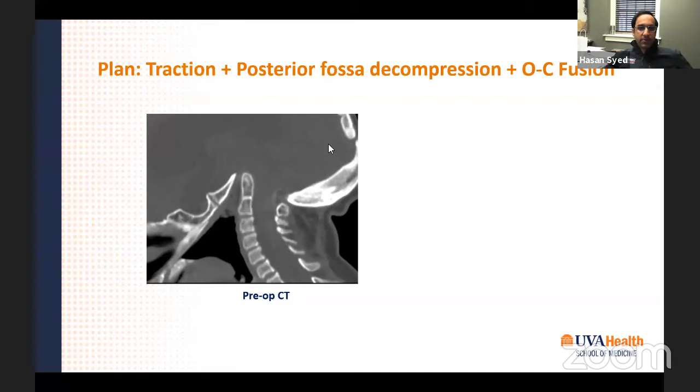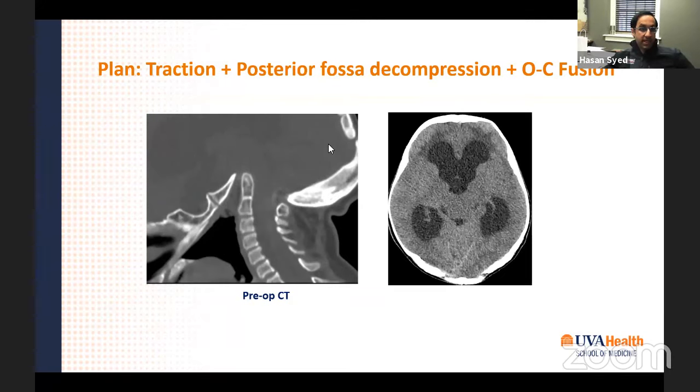But these imaging studies that I showed you were done probably 3 or 4 months prior to when she saw me. When she saw me, I wanted to get the CT scan for pre-op planning, but I also went ahead and got a head CT scan just to see what the ventricles look like. And to my surprise, she was developing hydrocephalus.